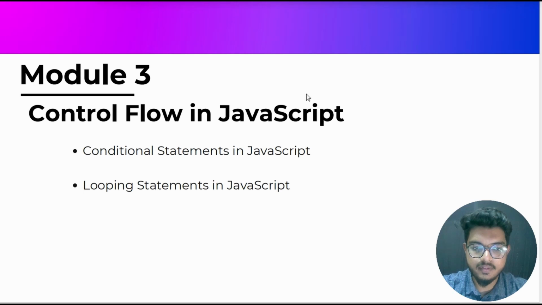Great. Now we'll get started with control flow in JavaScript. What is control flow? If you want to control the flow of your program using conditions, that is conditional statements. Looping is nothing but doing something iteratively. If you want to do anything repeatedly, then it is looping statements. These are the topics we are going to discuss today. I hope we can complete this in 1 hour. Let's get started quickly.